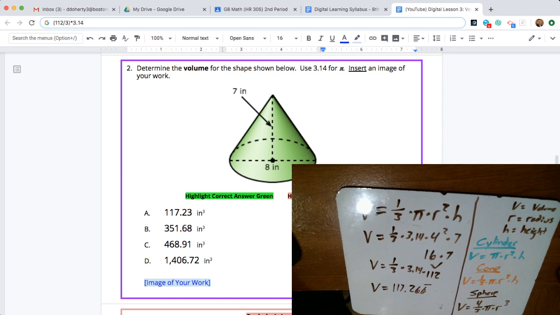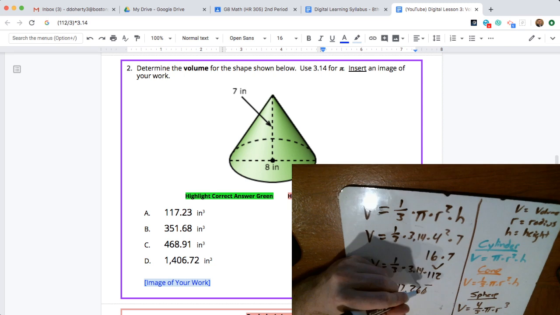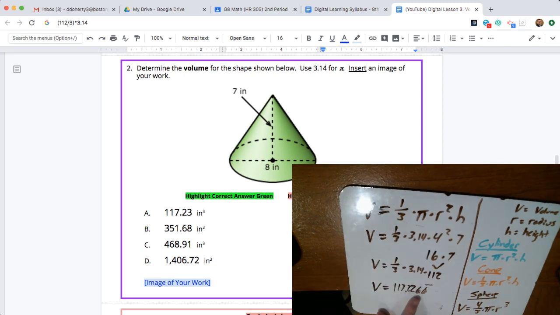It looks like we'd get 112 times 3 divided by 3 times 3.14, which would give us 117.226. So I missed one of the 2's there. And now we see 117.226 is going to round up to be 117.23.